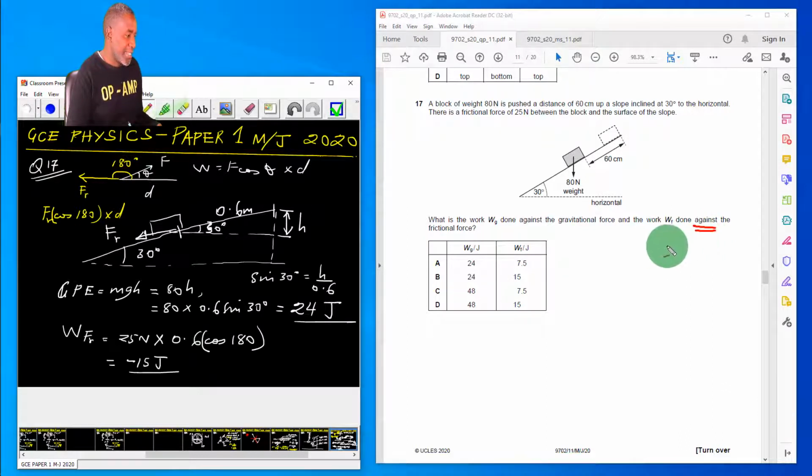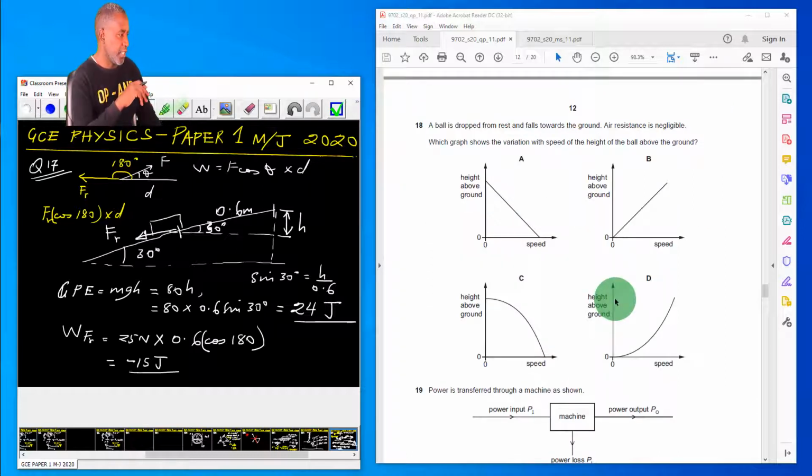When we say work done against the friction force, the word against takes care of the negative sign, so we won't include the negative sign. We had already worked out the gravitational potential energy to be 24 joules. So the answer to this is B, where we have work done against friction being 15 joules. And let's go to question 18.